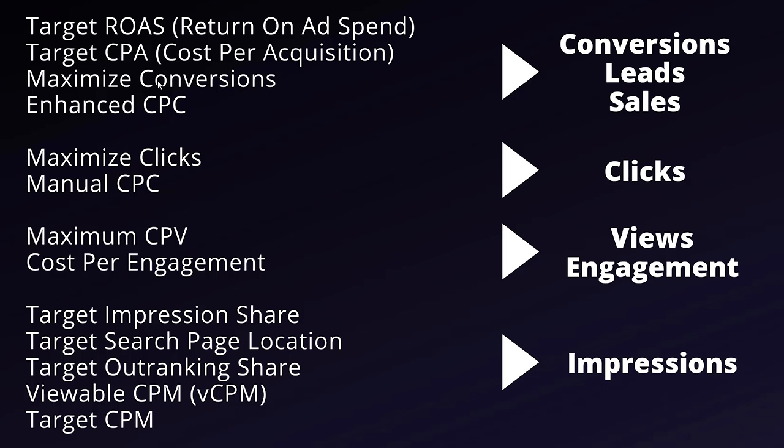Maximize conversions is basically you set a daily budget, and let's say your daily budget is $25. Google is going to try to drive as many conversions as possible within that budget. Enhanced CPC is similar to manual CPC, except Google uses your conversion data to increase or decrease your bids when they think a conversion is more likely.